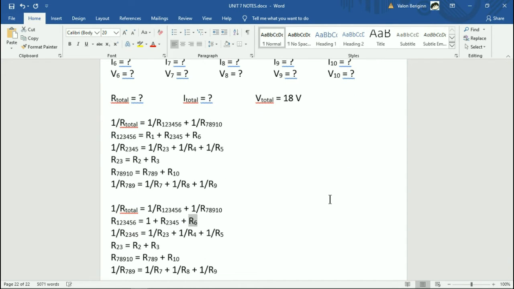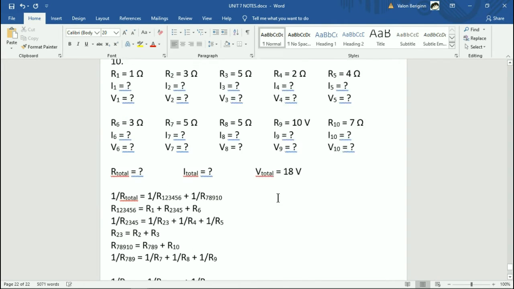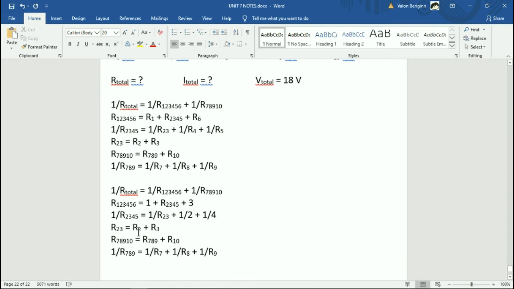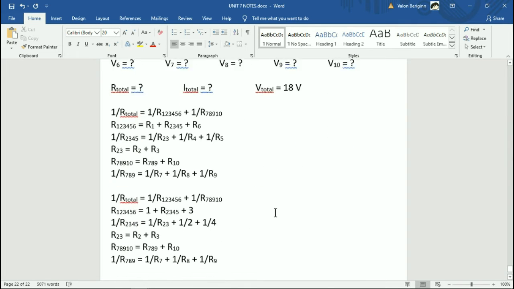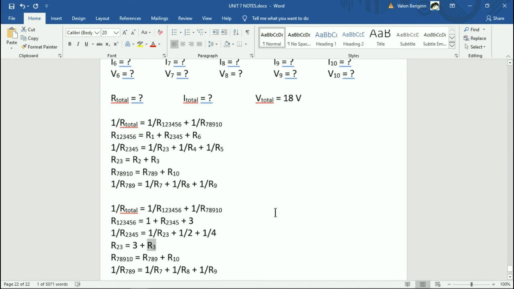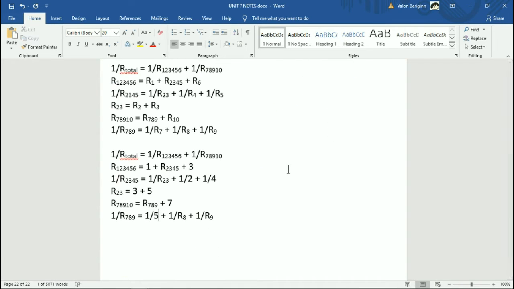And we have R6, that is 3. Okay, R4 is 2. And R5 is 4, right? Yeah. Okay, then R2, we have 3. And R3 is 5. Yeah. R10 is 7. R7 and 8 are both 5, then 9 is 10. Okay, so 5. This is 5. And this is 10. Okay, so let's see what we got.